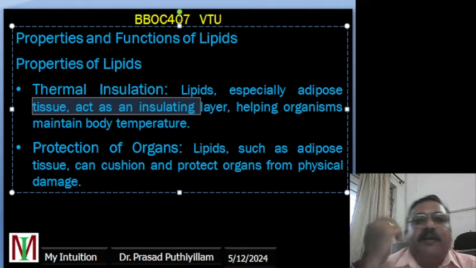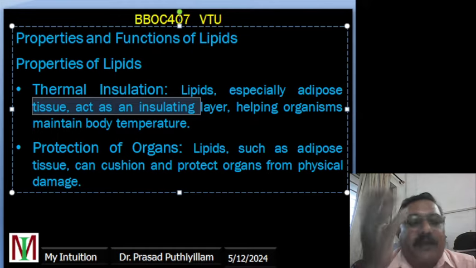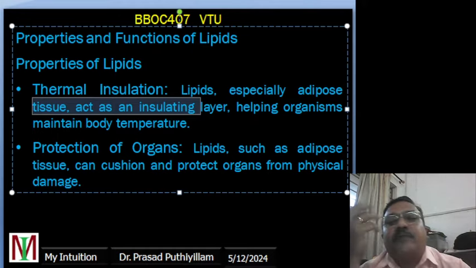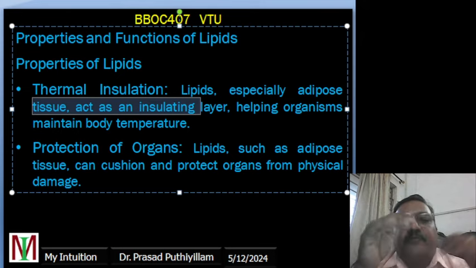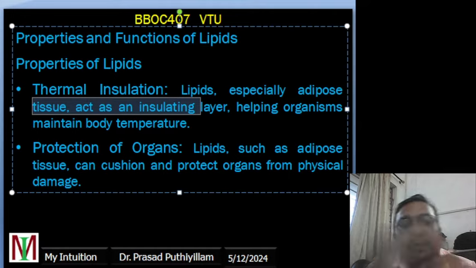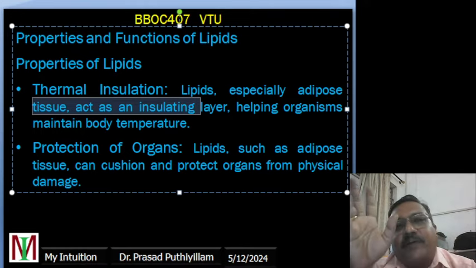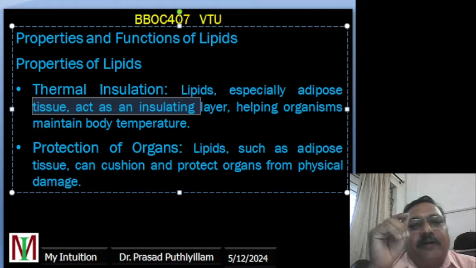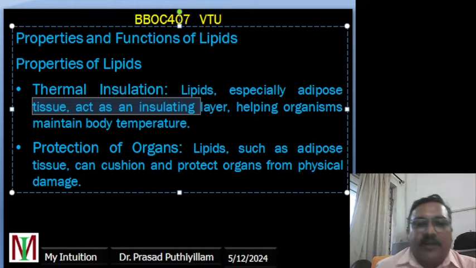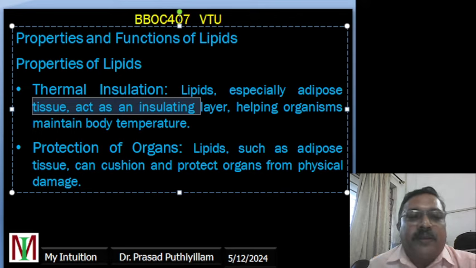For example, take marine mammals like whales. They have a very thick layer of this type of tissue, lipids, called blubber. Blubber is a special type of adipose tissue which gives them protection and insulation from the very cold ocean waters.